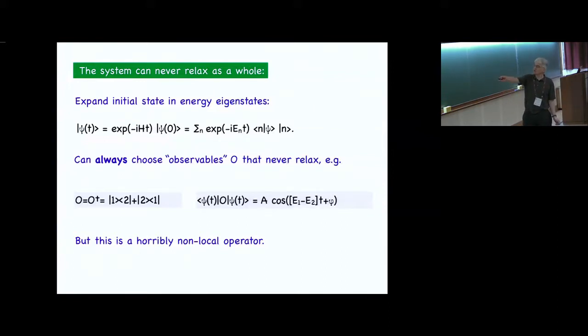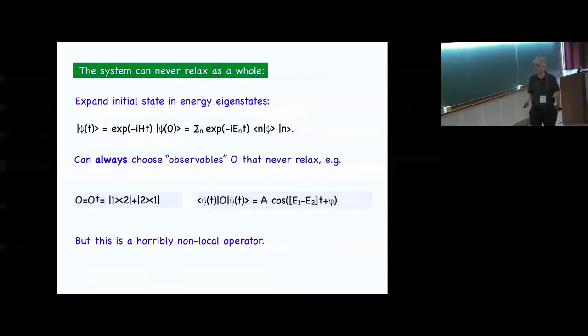Okay, now let me look at the time evolution of this operator with respect to this state. So let me look at this expectation value. Now, it's a very simple calculation. All of you have done this in your first quantum mechanics course to see only two states are picked out here, one and two, and the result is what I've written here. It's a cosine of the energy difference times the time plus some phase.